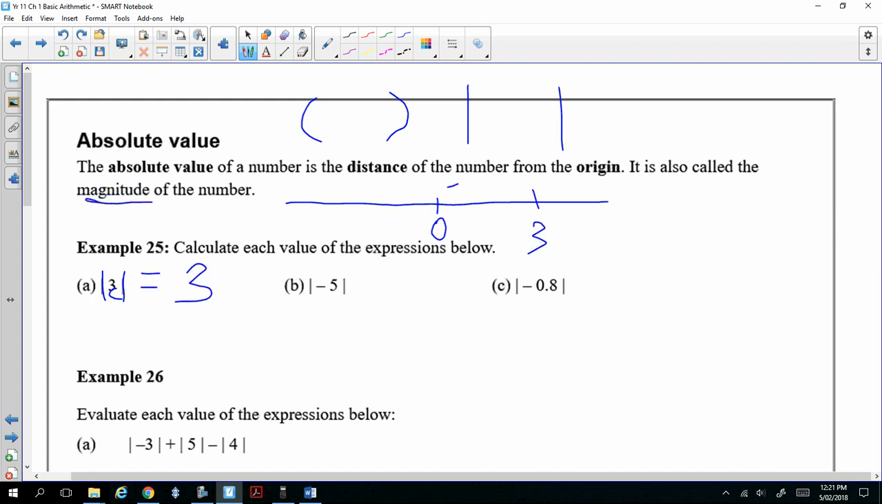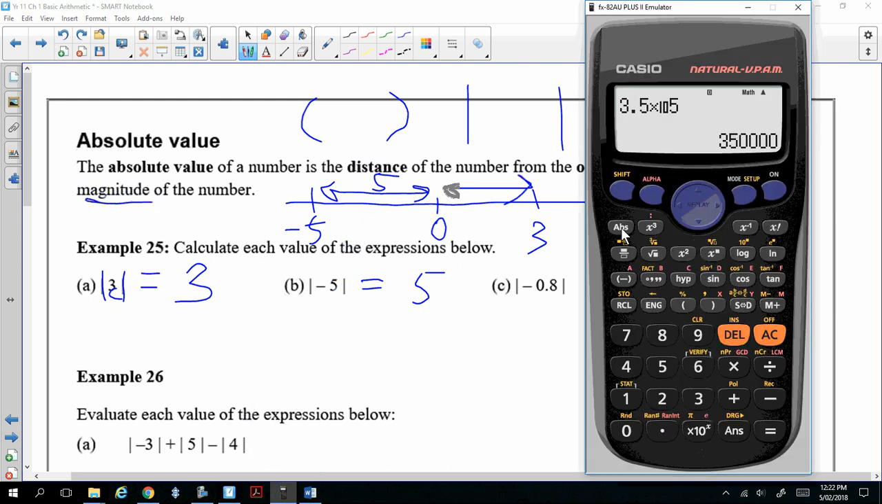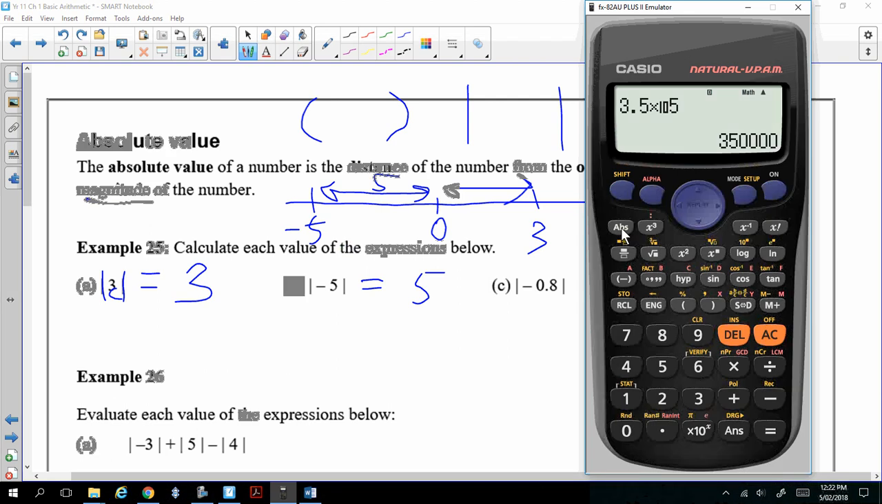And the absolute value of -5 is 5 because the distance is 5. The distance is positive. Now, is there a button on that on a calculator? Yes, there is. Now you know what ABS stands for. It means absolute value. So if I press absolute value, 3 gives you 3. If you absolute value -5, it will give you +5. So ABS means absolute value. Now you know what it means.